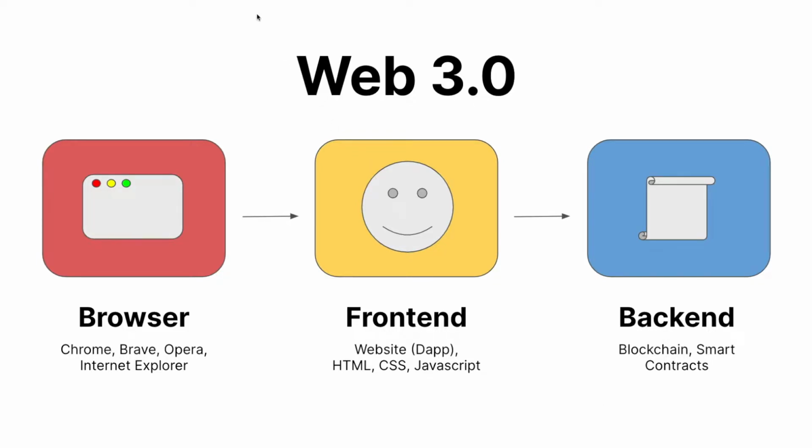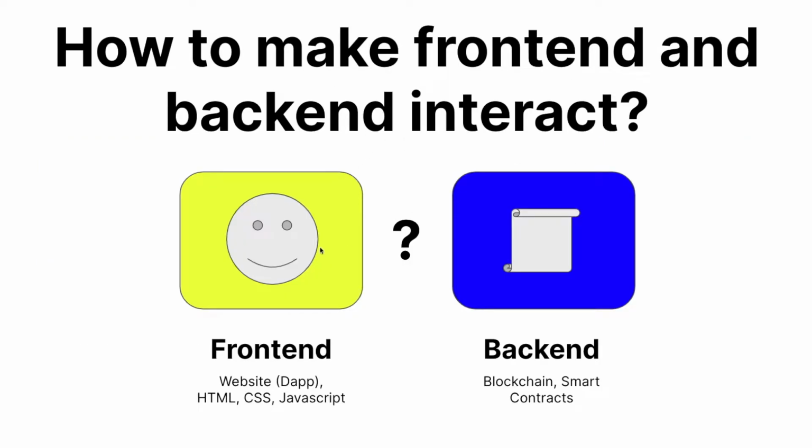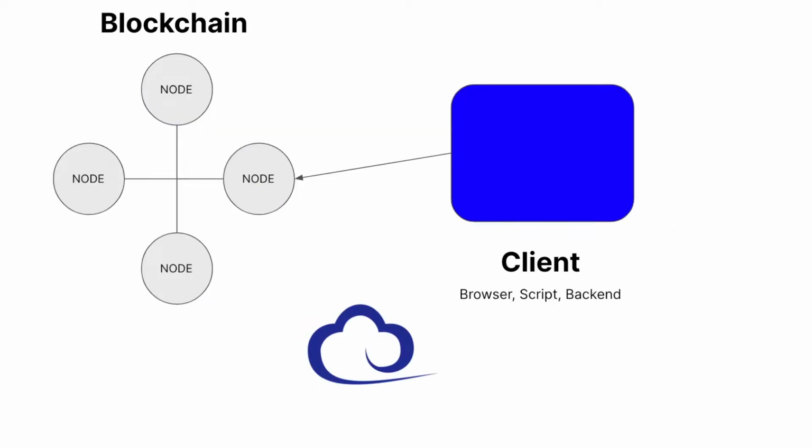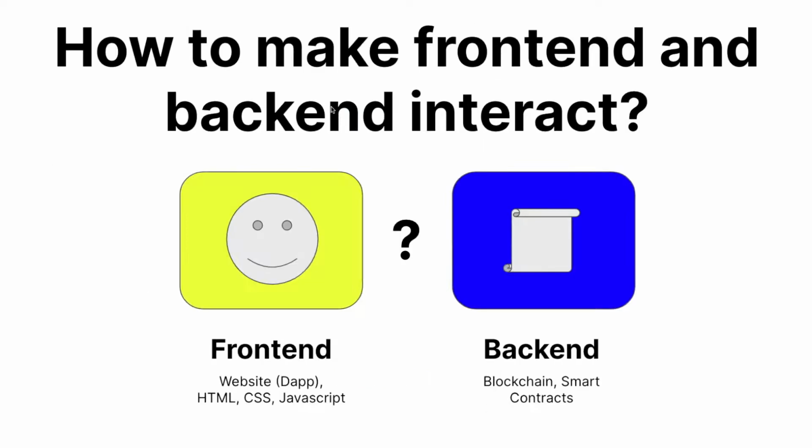If you want to do something like this, then a critical part to understand is how do you make the front end and the back end interact? How can the front end talk to the back end? Basically the front end needs to be able to read information on the blockchain, and it has to be able to write information onto the blockchain. So let's have a look at how exactly we can do that.